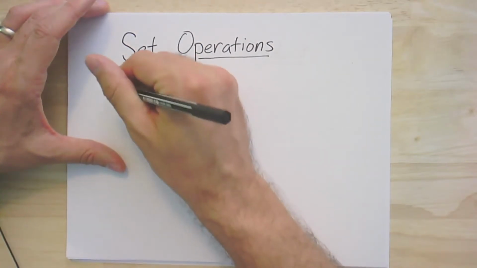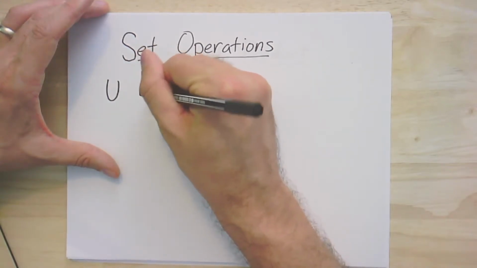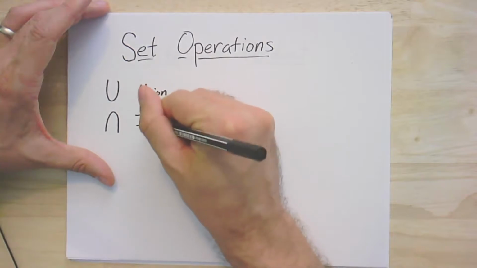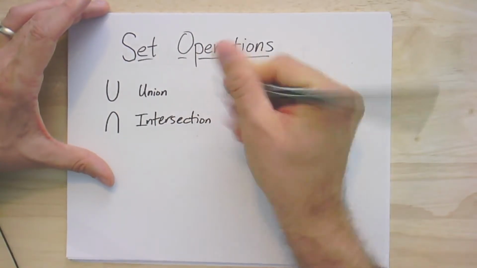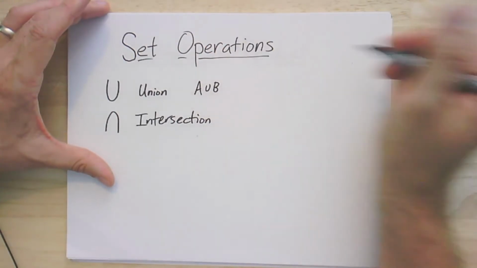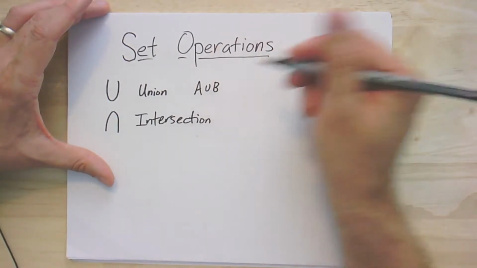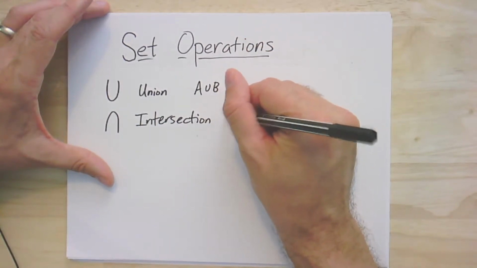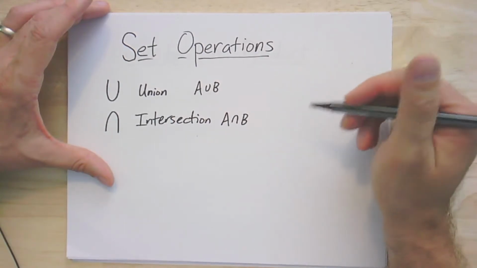The basic operations that everyone should know, of course, are what? Union and intersection. These are the most common operations on sets. Now, A union B is the set of all things that are either in A or in B, or in both. Intersection, A intersect B, is the things that are in A and also in B.